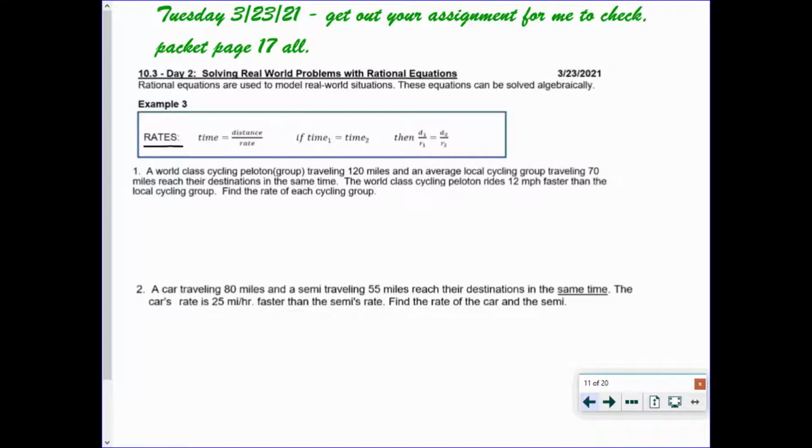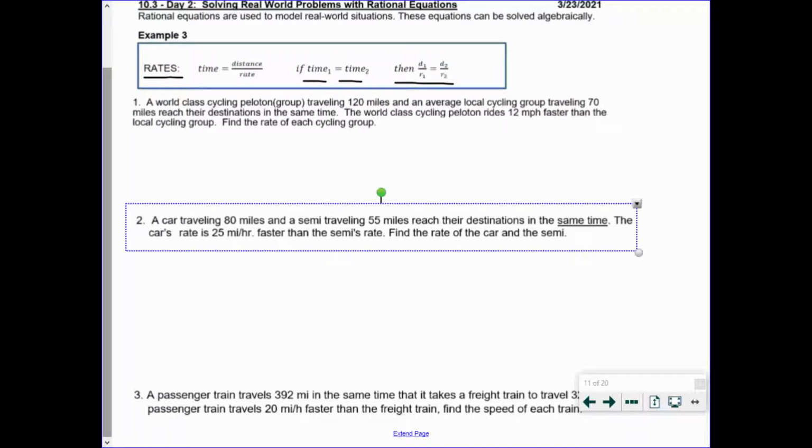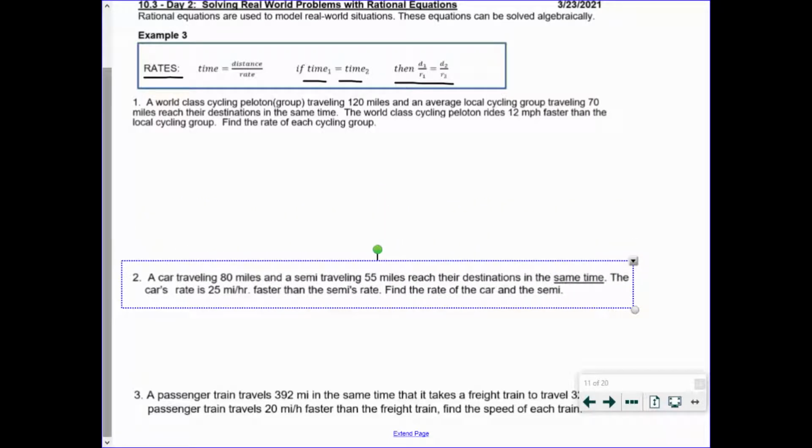For examples 1, 2, and 3, we're told time equals distance over rate. If we have two objects that travel for the same time, in other words time 1 equals time 2, then we can set the distance over rate of each object equal to each other. It sounds a little confusing and is a little weird to word out, so let's look at number 1 and see what I'm talking about.